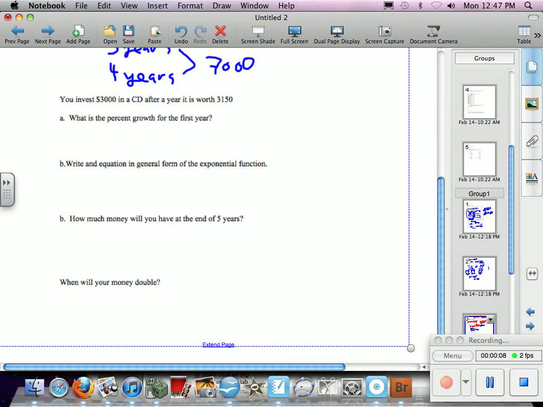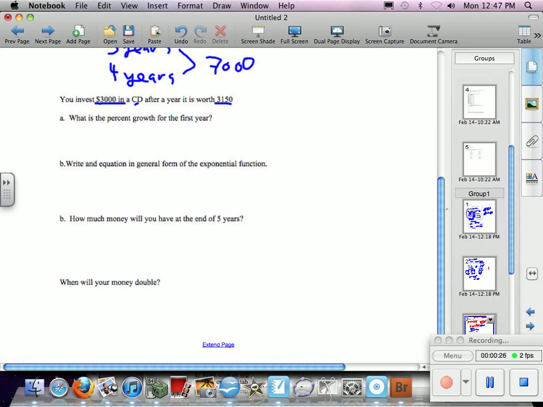Let's say that you invest $3,000 in a CD, and I don't mean a musical CD, I mean a certificate of deposit. It's a type of bank account. And after a year, it's worth $3,105. You've invested that money, okay? Well, what's the percent growth for each year?